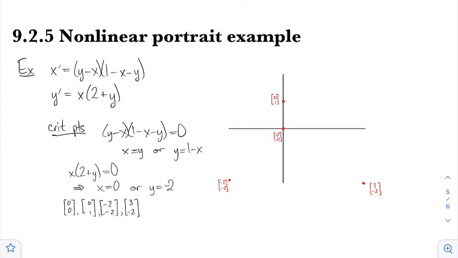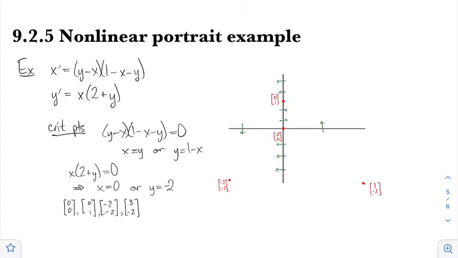So for example, let's take x to be 0. So we're looking on the y-axis right here. Then that's going to zero out the y prime, so we'll just have a horizontal vector. And by checking the signs, I can see that the horizontal component is going to be positive if we're in here and negative elsewhere. So this is the way things are flowing. And if we look along the horizontal axis where y is equal to 0, then we find out that over here things are going up, and over here things are going down.